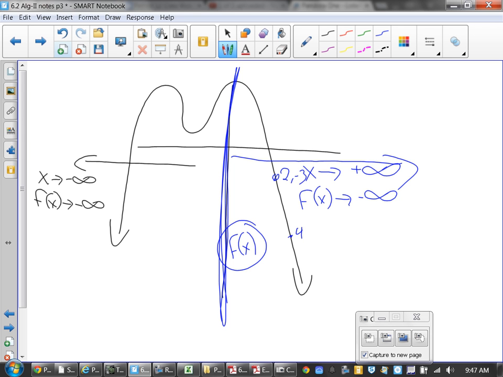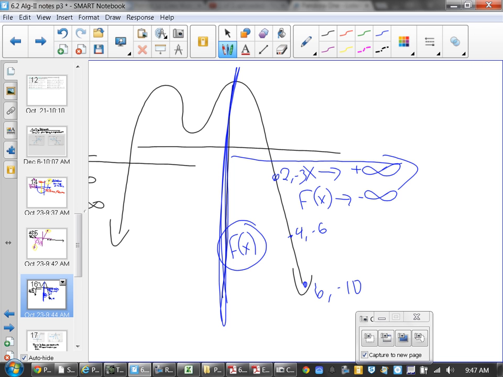This one is 4 and -6. This one is 6 and -10. The x value is getting larger, the y value is getting smaller. That's what that is representing, without putting in numbers. I'm just looking at the graph. What end behavior does is just show you what's happening at the tails of a function. That's what end behavior does. Now, your book does this a little bit differently.